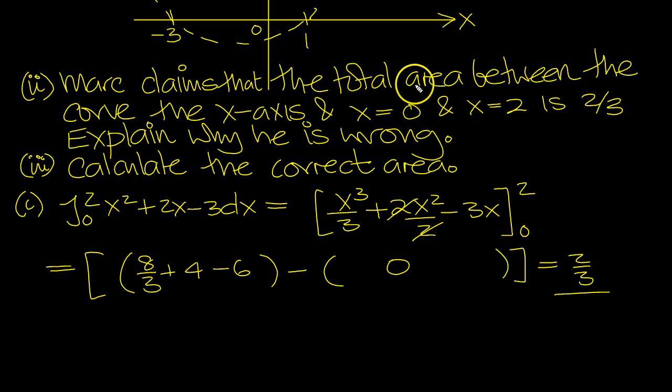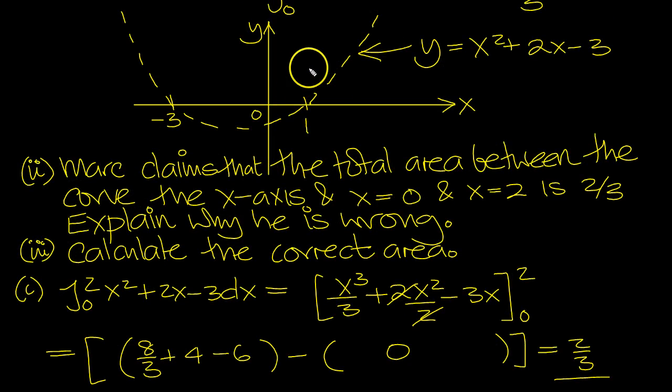Part 2. Mark claims the total area between the curve, the x-axis, the lines x equals 0 and x equals 2 is 2/3. We've just worked out that integral, haven't we? And we've got this segment here. That's the area in question, isn't it? Okay. Mark claims that the total area between the curve, the x-axis, and x equals 0 and x equals 2 is 2/3. Explain why he is wrong.